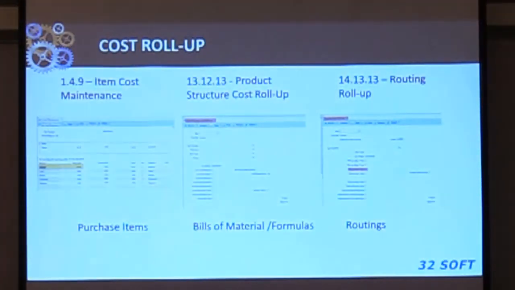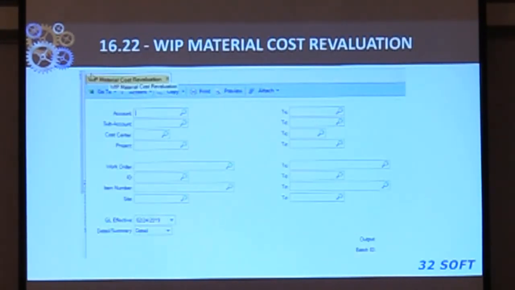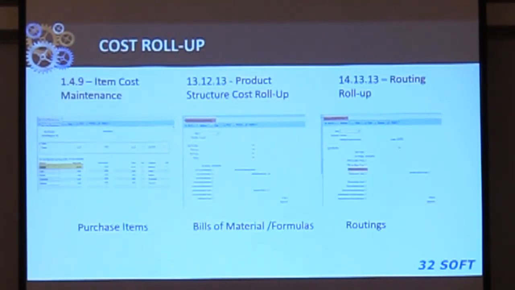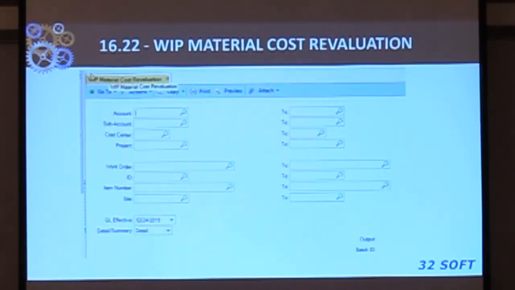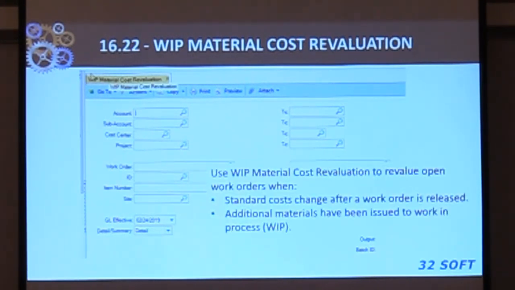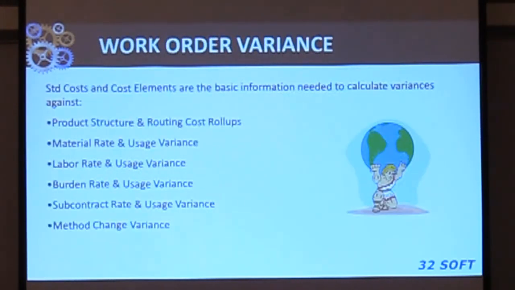Some cost considerations. Item cost in 1.4.9, standard cost and routing, and again, we'll talk about this in April when we talk about the material or cost impacts of inventory. There's 16.22, which is material cost revaluation. If you change standard cost, then you've got to revalue the work in process, so you get the journal entries that have to be done.